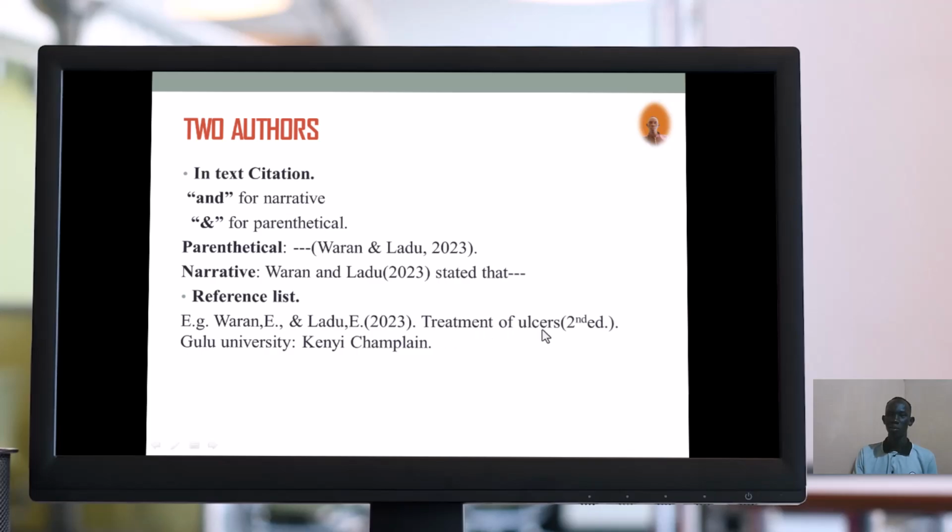And then here, this is the title, and it is the second edition. This is the title of the book, which says Treatment of Ulcers. It's the second edition, which is published in the University. And then Kenneth Chaplin, this is the author.